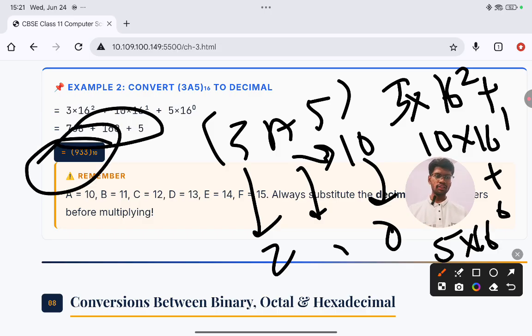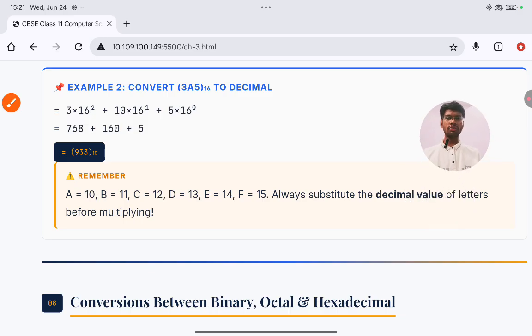Hexadecimal to decimal, easy. Just substitute the value. Remember, A is 10, B is 11, C is 12, D is 13, E is 14, F is 15. Always substitute the decimal value of letters before multiplying. Remember, this is easier in hexadecimal to decimal conversion.